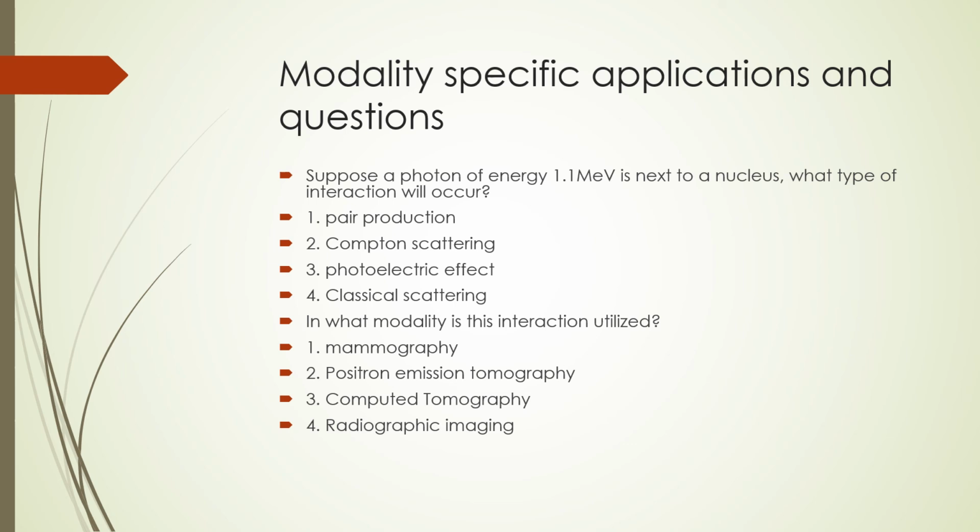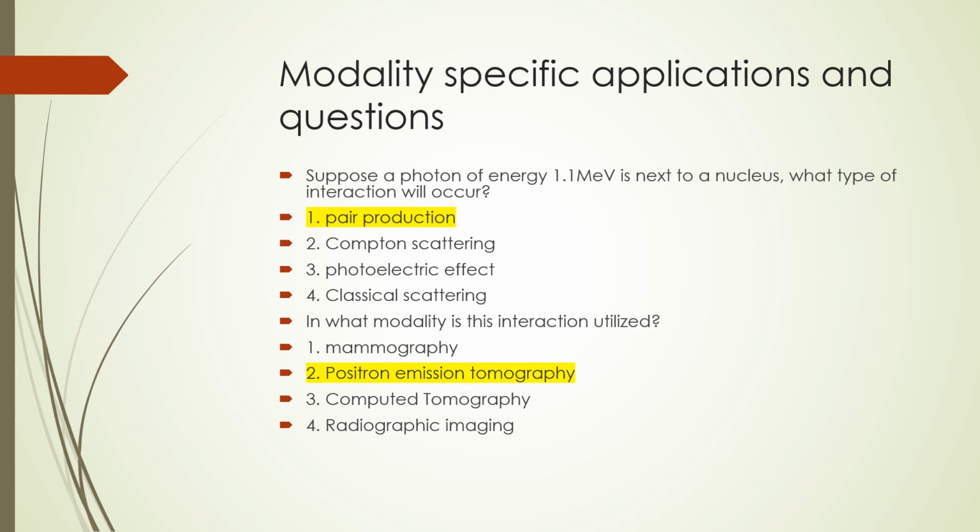Second question. Suppose a photon of energy 1.1 MeV is next to a nucleus. What type of interaction will occur? The choices are pair production, Compton scattering, photoelectric effect, classical scattering. The second part of the question, in what modality is this interaction utilized? First option, mammography. Second, positron emission tomography. Third, computed tomography. And fourth, radiographic imaging.